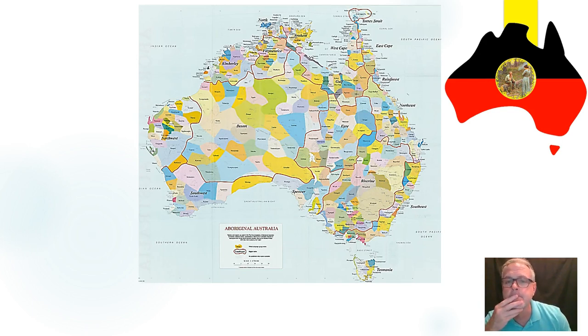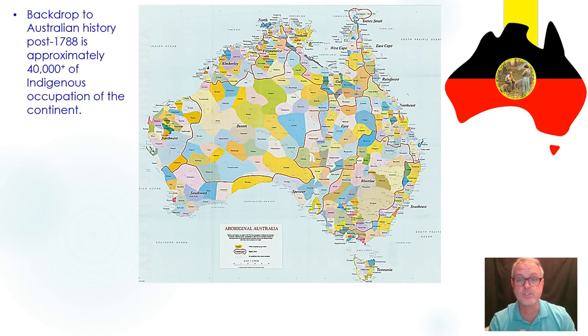And there it is. This map's sometimes called the Tyndale map. And it's a map of Indigenous Australia. It shows, as much as we can see, or as much as we know to be accurate, all of the different Indigenous territories that existed in Australia at the time of European settlement. Now let's get our head around that.